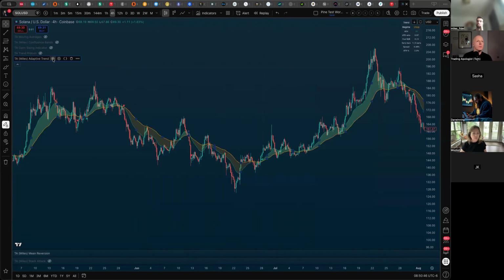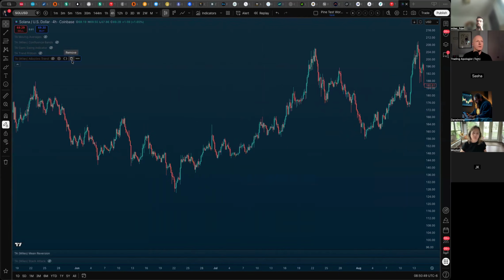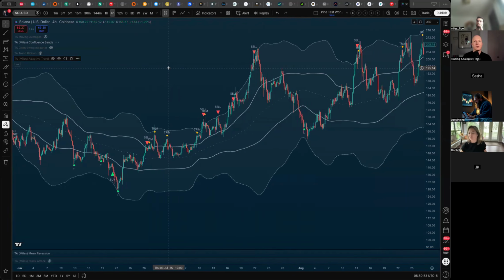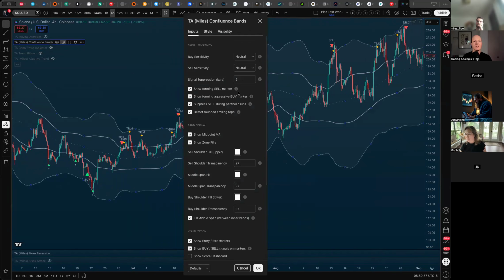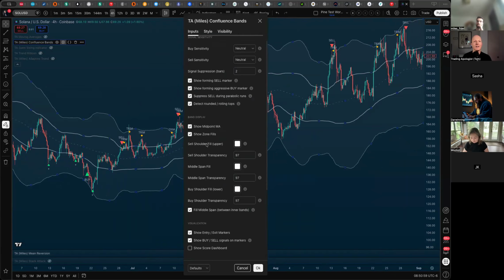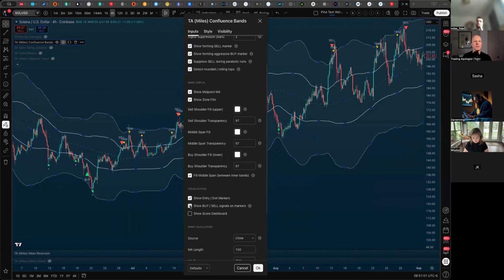So basically what I'm doing here, I obviously have the Confluence Bands, and I like to have the signals on for this. For me personally, just to clean this up, I like to turn off the show buy and sell.